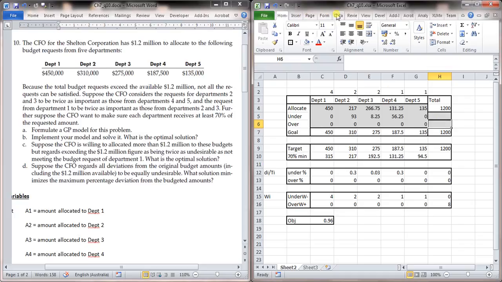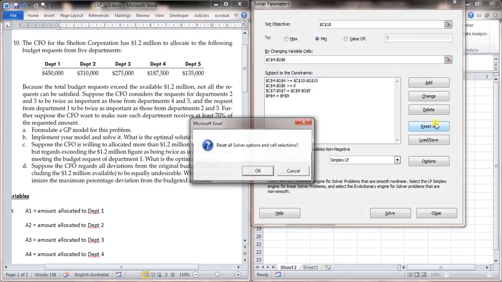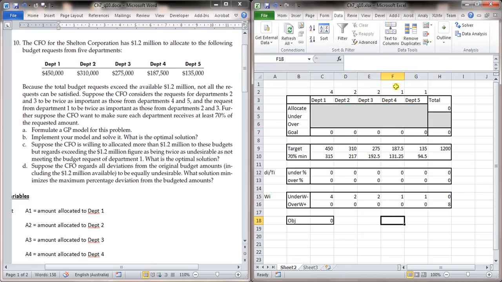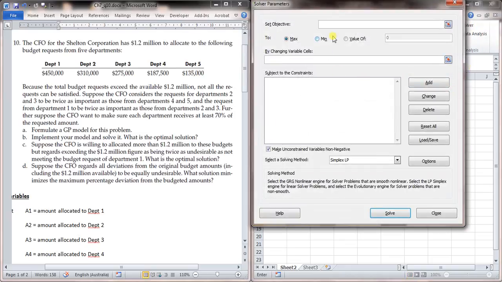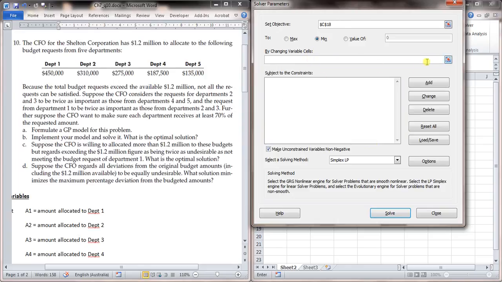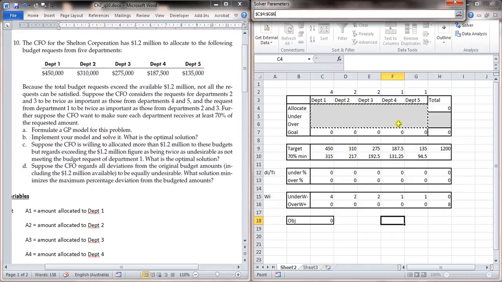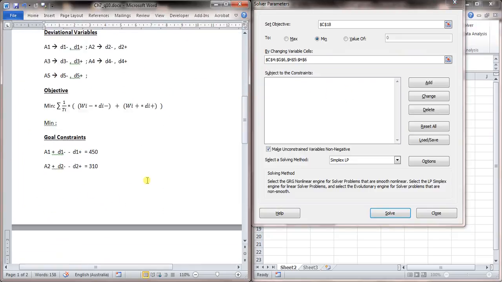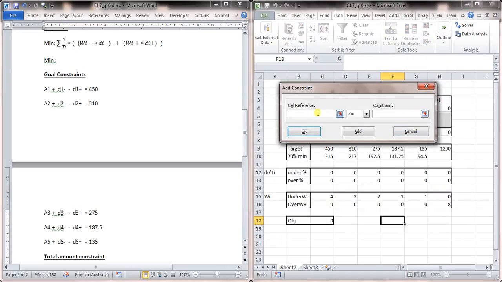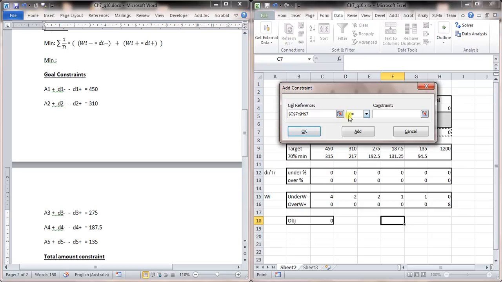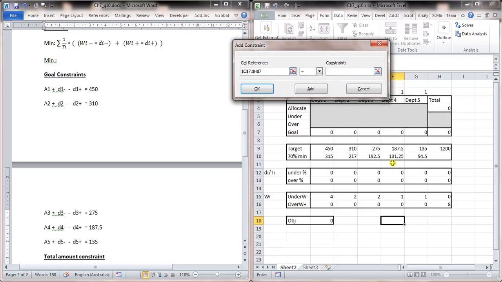Alright, so if you run the solver, reset the node here, fill the node. Our objective is to minimize the undesirable. So this is our undesirable. Just minimize it by changing the variable cells, all of this, comma, these two extra variables, subject to the constraints. So we have those usual constraints. First is the goal constraint. Goal constraint is this value should be equal to the target, and this is our target.